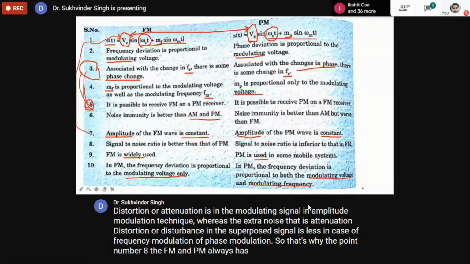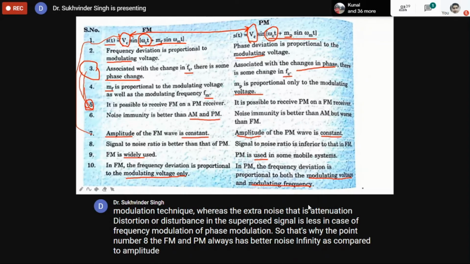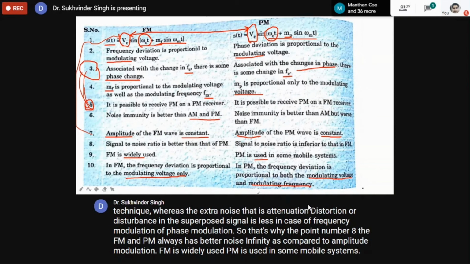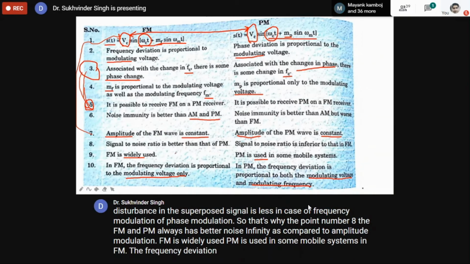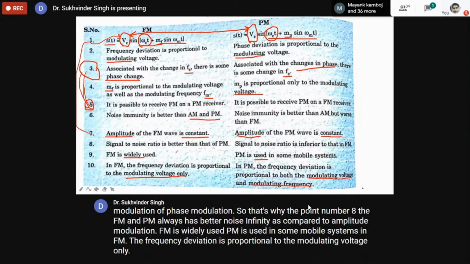FM is widely used, PM is used in some mobile systems. 9th point. 10th point, in FM the frequency deviation is proportional to the modulating voltage only. In PM the frequency deviation is proportional to the modulating voltage as well as modulating frequency. We will discuss the frequency deviation in our next lecture, that is narrowband FM and wideband FM.